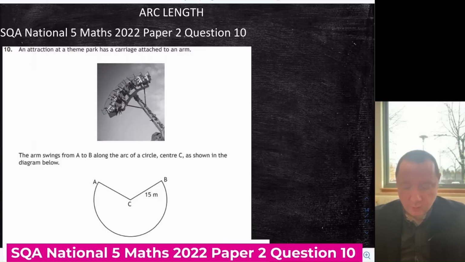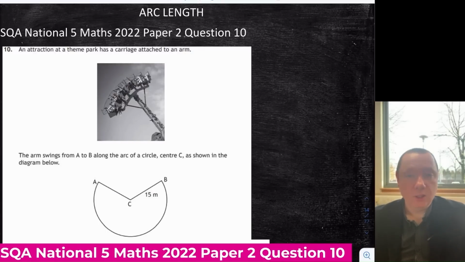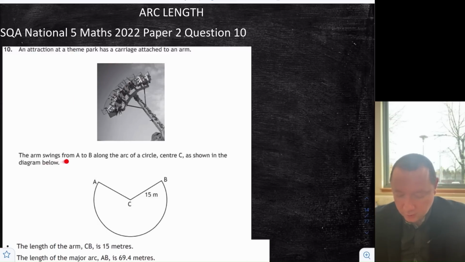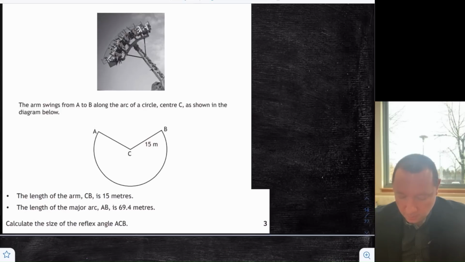On arc length, 2022 National 5 Maths Paper 2 question 10. An attraction at a theme park has a carriage attached to an arm as shown in this picture. The arm swings from A to B along an arc of a circle centre C as shown below. The length of the arm is 15 metres and the length of the arc is 69.4. Calculate the size of the reflex angle ACB, in other words this angle here.